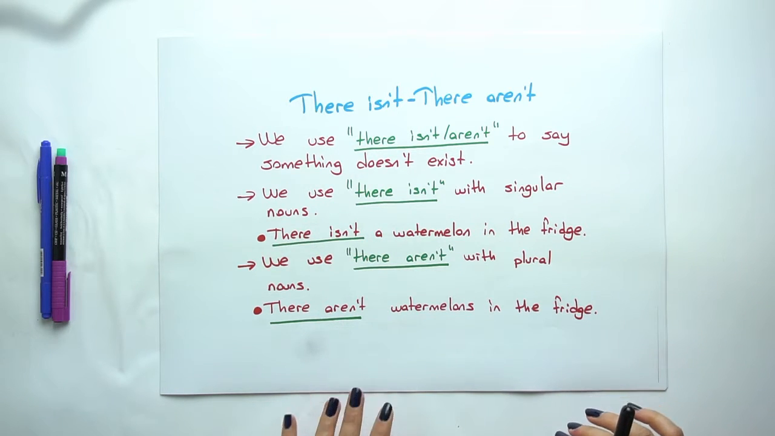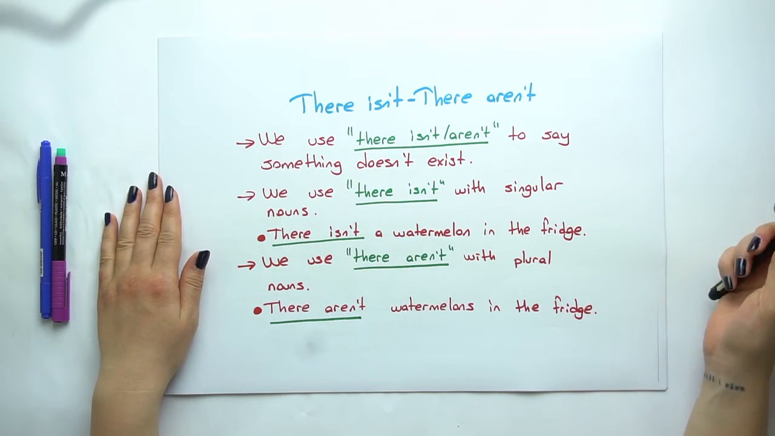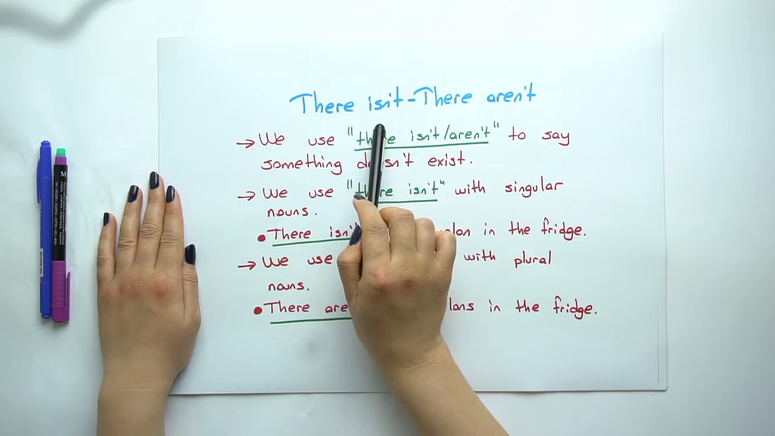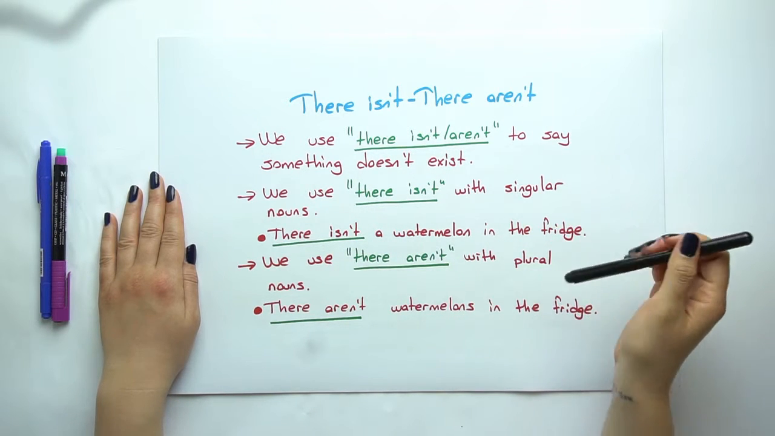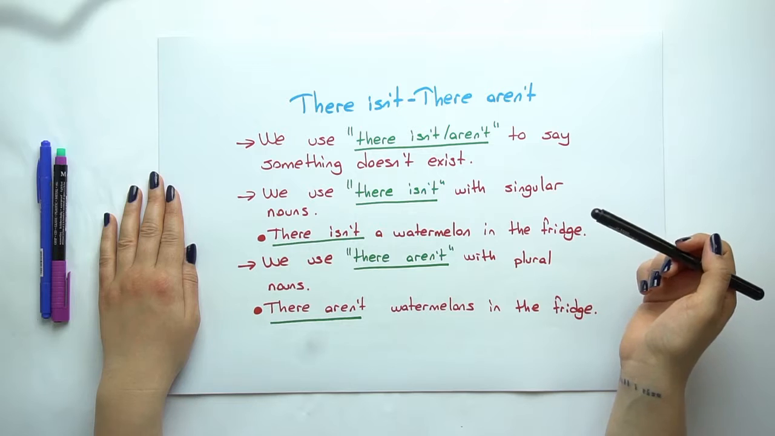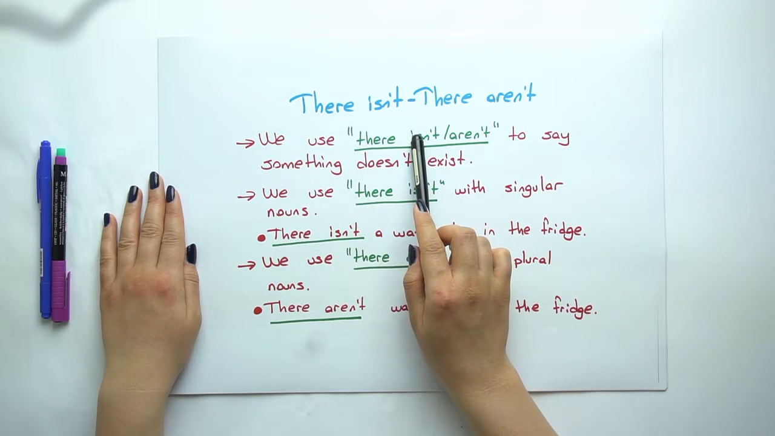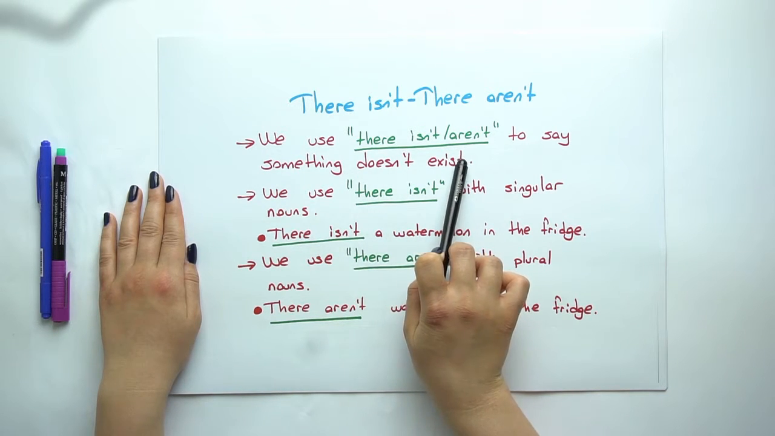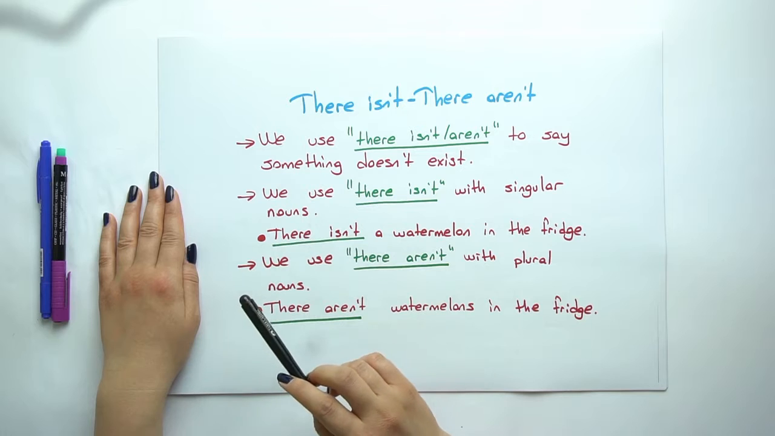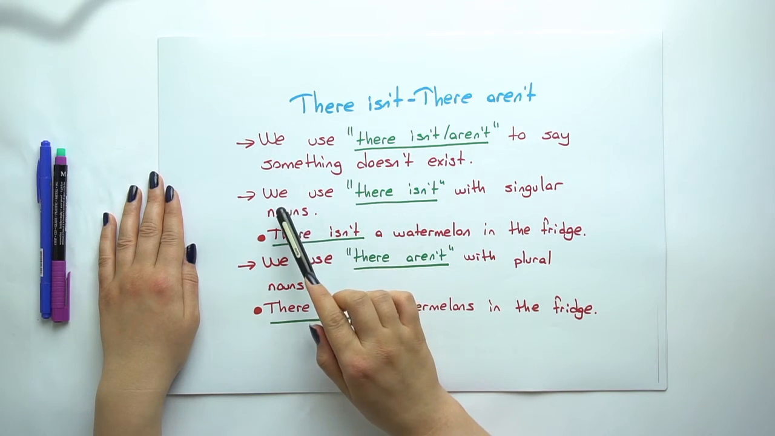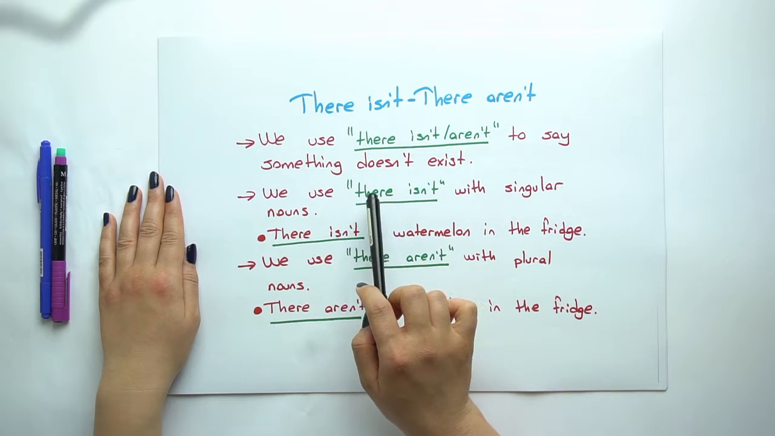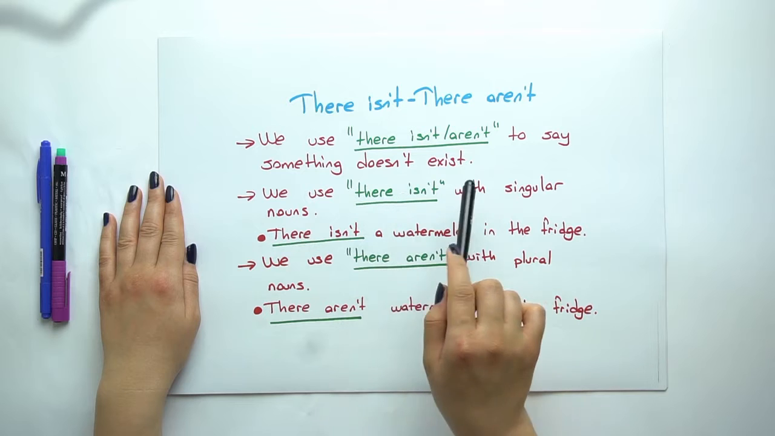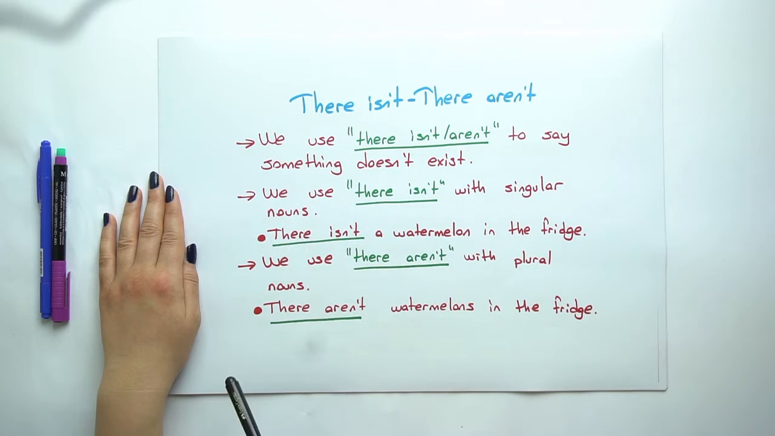Now we will continue with negative forms of there is and there are. So what are they? There isn't and there aren't. Now we use there isn't and there aren't to say that something doesn't exist. Okay? So let's continue with there isn't. The rule is the same. Okay? We use there isn't with singular nouns.